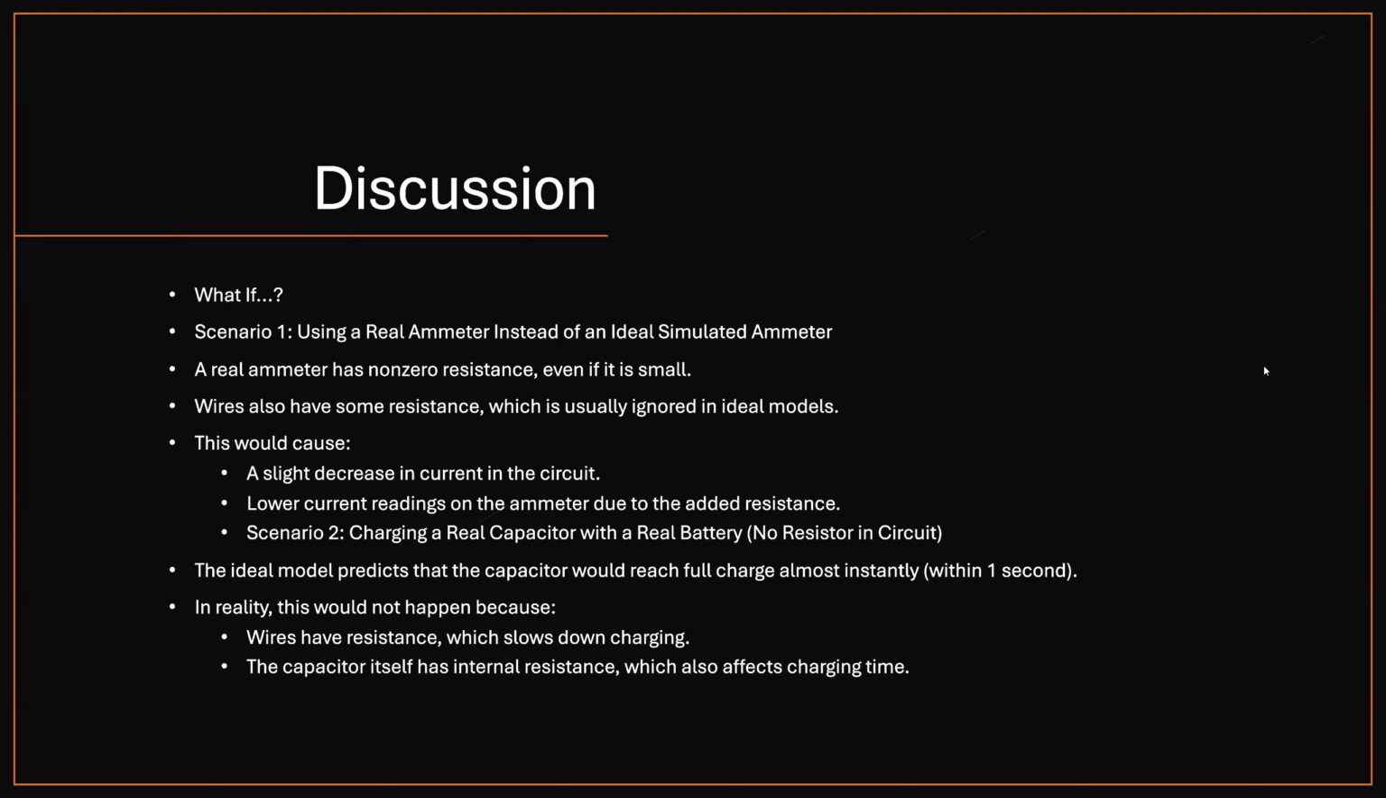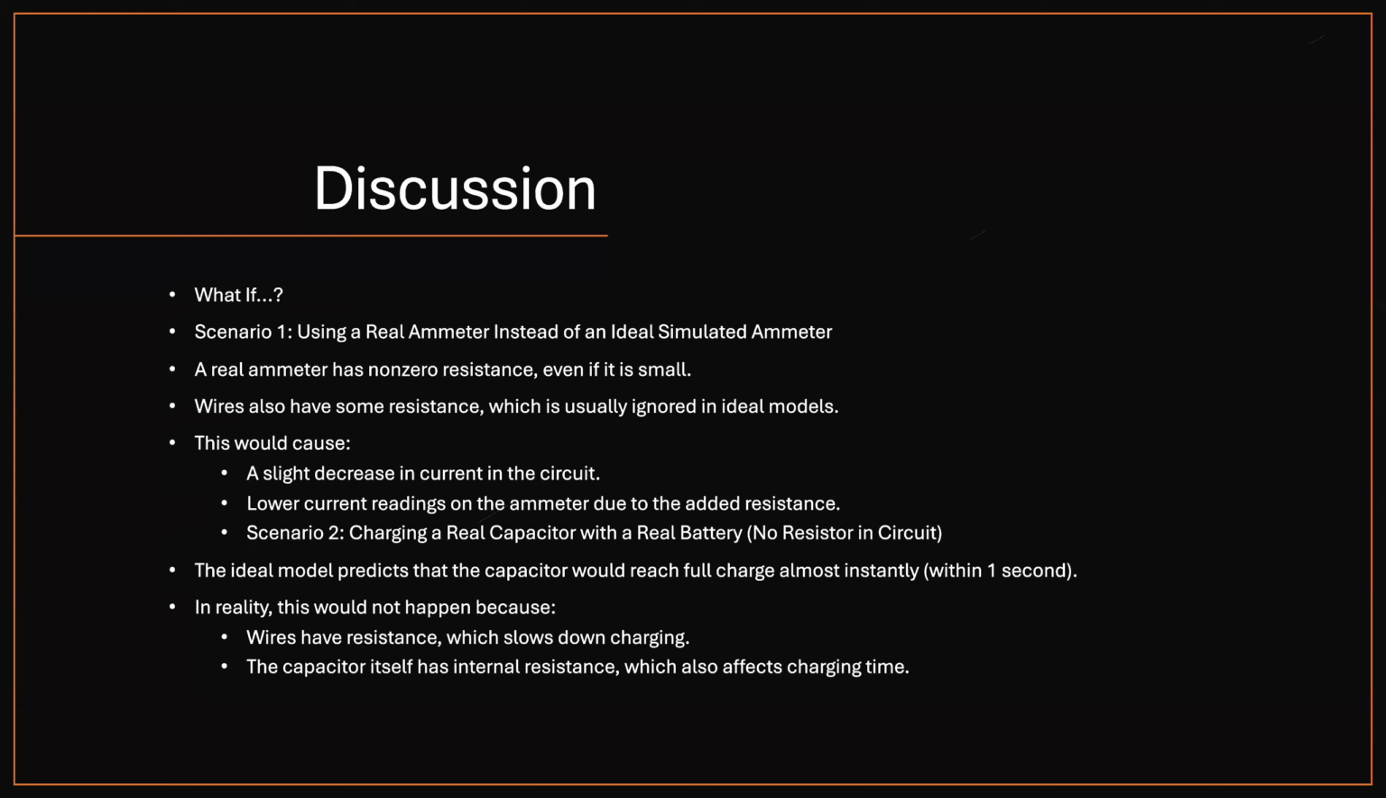What if scenario one: using a real ammeter, which has a non-zero resistance even if it's small. The wires have some resistance, but it is usually ignored in ideal models. This would cause a slight decrease in the current, lowering the reading of the ammeter due to resistance.